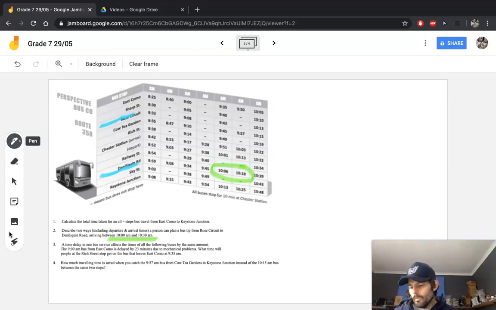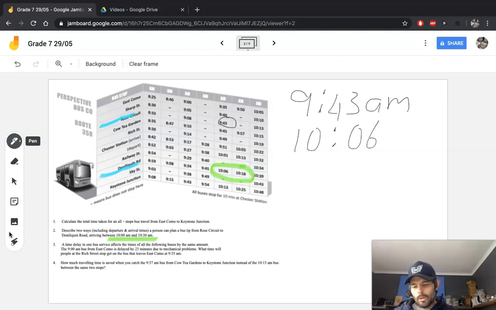So the first bus we can take from Rose Circuit is going to be the 9:43 a.m. bus, and you can see the 9:43 a.m. bus will arrive at 6 minutes past 10, okay, and that's going to be a total trip of 23 minutes. Second possible route to take would be to start at Rose Circuit at the 9:08 bus, which I've got circled in red. You would then have to arrive at Chester Station at 9:17, okay?